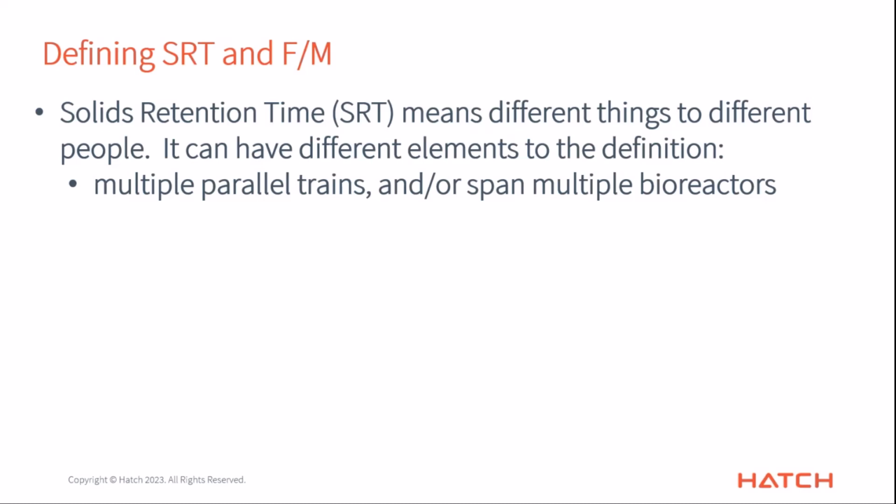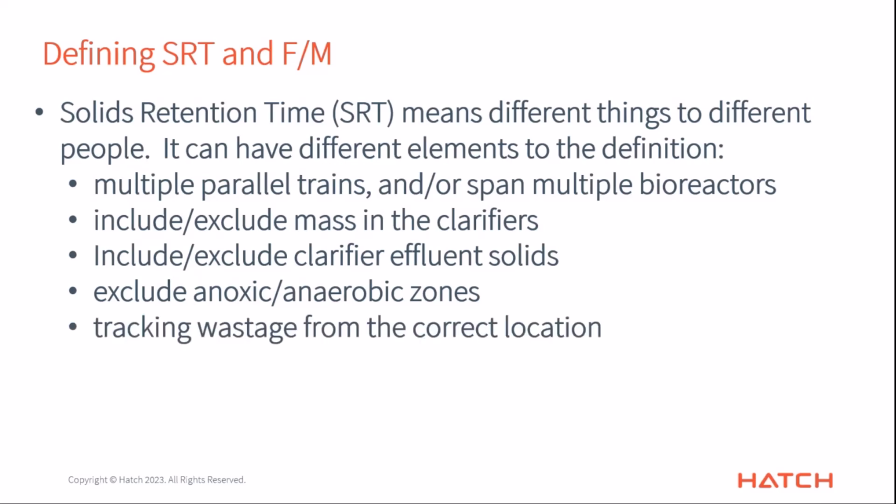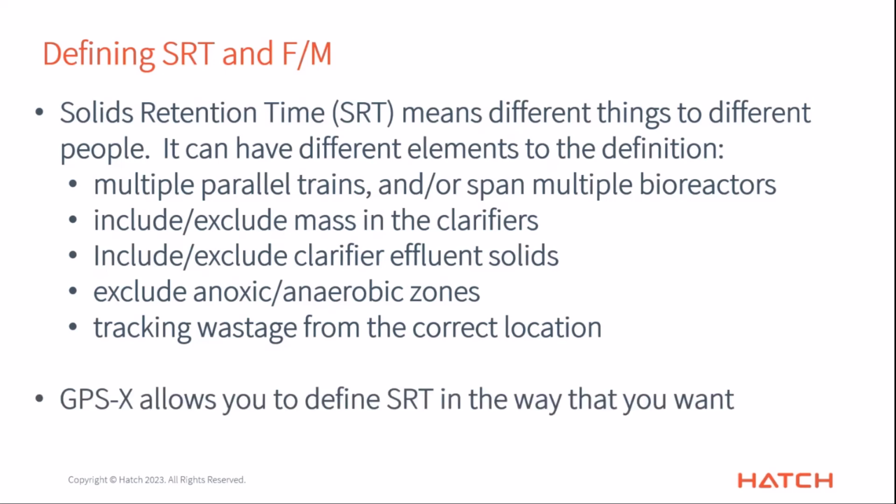So you can define an SRT for the whole plant, including all the multiple parallel trains, or you can split them into individual ones. You can include or exclude the mass in the clarifiers as you see fit, include or exclude those clarifier solids. And also you can do it for multiple definitions of SRT. So quite frequently we end up having a total SRT for the plant and an aerobic SRT only, right? And then some plants are very complex in the way that they track, and where they do their wastage from. So sometimes you end up having to click on multiple points in the layout to be able to pick up all of the places that wastage happens from.